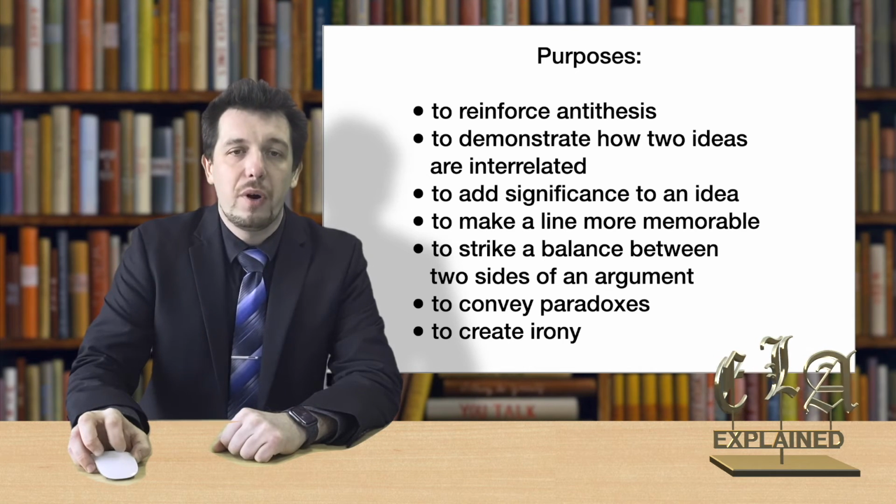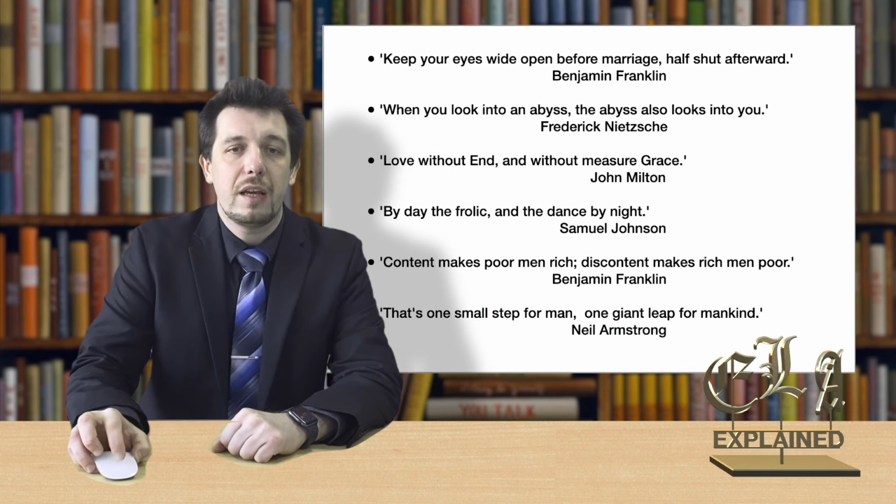Parallelism, chiasmus, and antimetabole are very common figures of speech, and in order to say what effect they create, one needs to look at the context they're used in, as these devices can serve multiple purposes. They can reinforce antitheses by juxtaposing two concepts, demonstrate how two ideas are interrelated, add significance to an idea, and create a certain rhythm, making a line more memorable. Chiasmus and antimetabole are often used to strike a balance between two sides of an argument, and they often convey paradoxes and create irony.